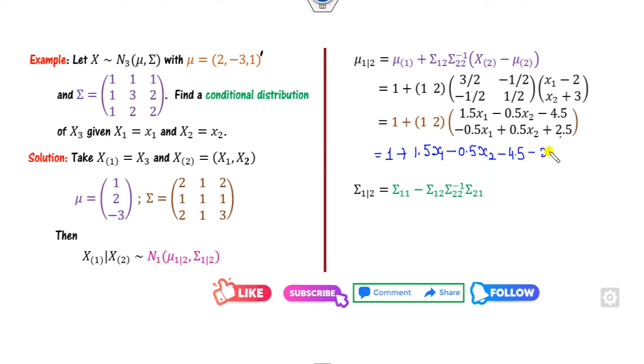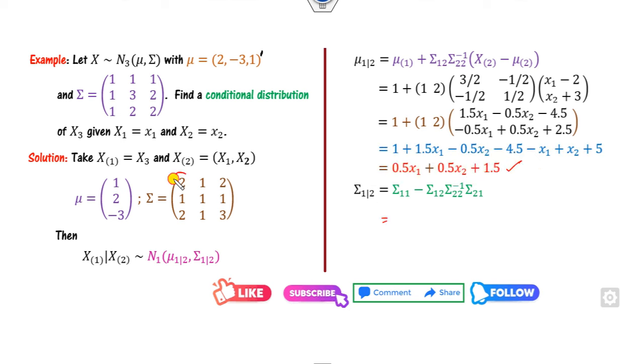Plus twice of this. So what is the expression of this? x1, 0.5 x1, x2, plus 0.5 x2, and the constant number 0.5, 1.5. So I can substitute 1.5.